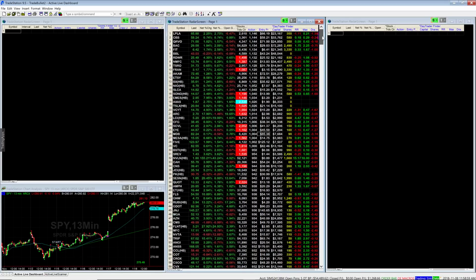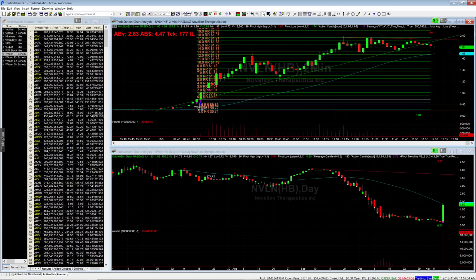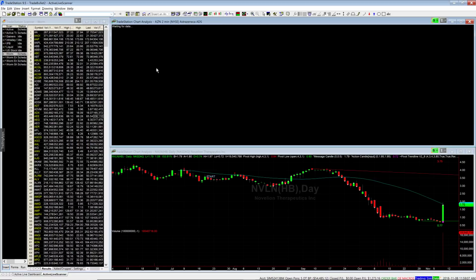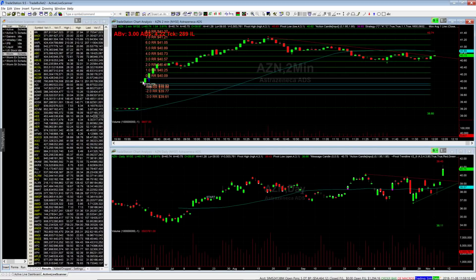Now, let me explain what reward for risk is. If we jump over to the chart of one of these stocks, let's actually do AZN just because it's a little bit easier to see.